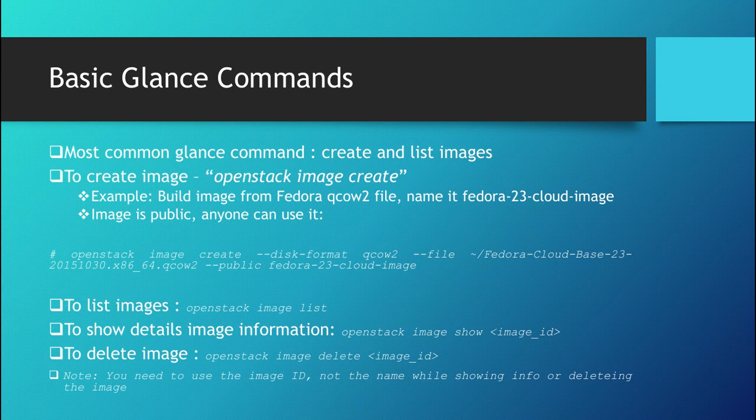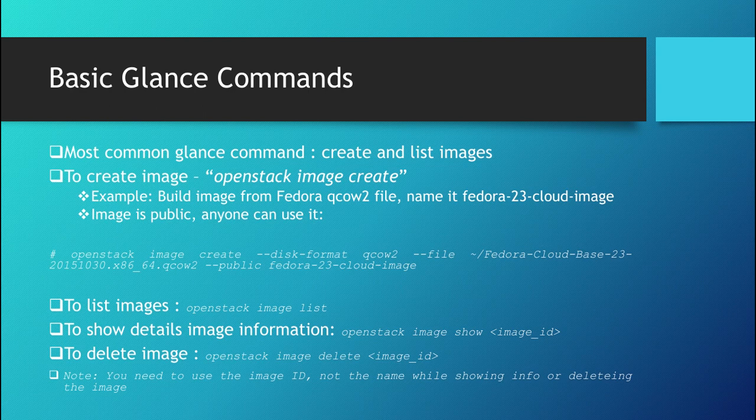In that case, what you can do is execute the command like openstack image create. Then disk format is qcow2. This is the format of the disk from which you want to create the image. Then you give the --file option, that is the location of your disk, that QCOW file. Then you give the path, and then you give --public.